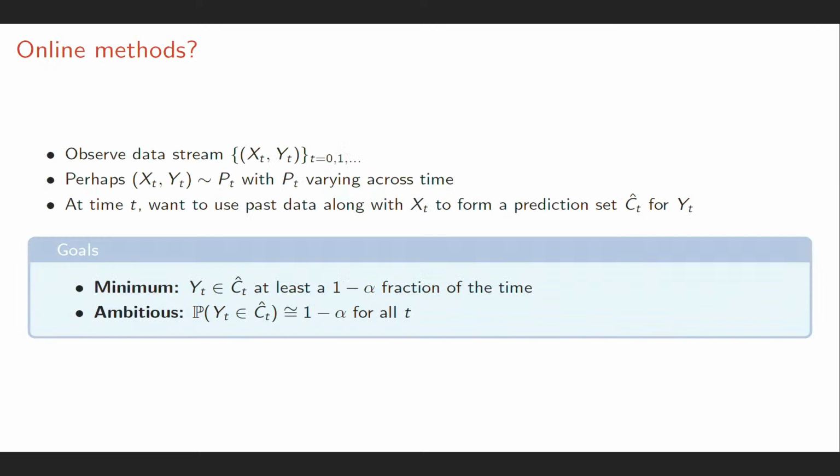Okay, so we observe a data stream, X_t, Y_t. So we're going to be in a sort of online setting. We think about the stock market, or the COVID-19 pandemic as it develops. And so we see a data stream, and we think that X_t, Y_t is distributed as P_t, but P_t changes with time. And my boss asks me, Emmanuel, predict the stock market tomorrow. And I would be a fool to think that 2020 looks like 2018. It doesn't. But still, I would like to form a prediction interval that works at least a 1 minus alpha fraction of the time, and I would like that at every time point, if possible, the coverage is 1 minus alpha.